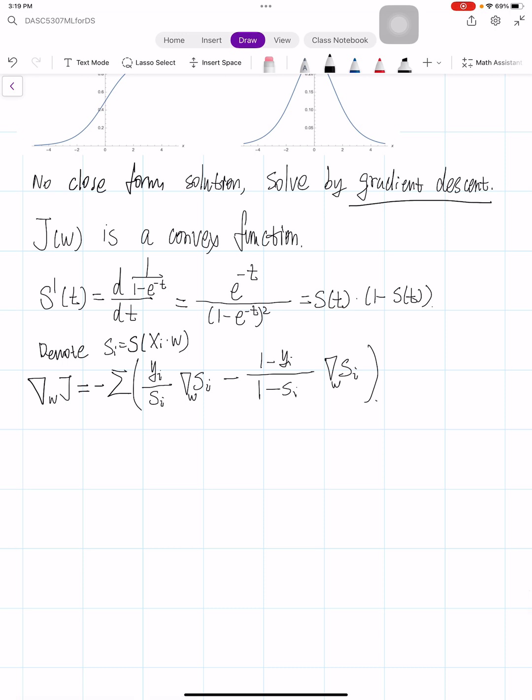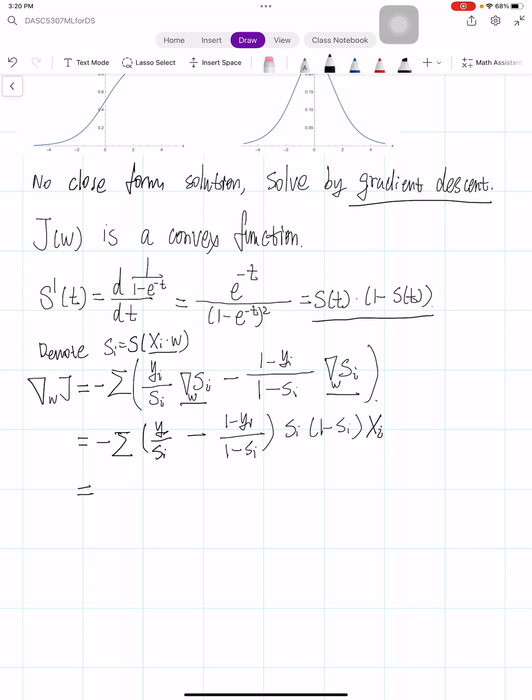This will equal negative summation, because now we know both terms have the gradient, so we can take the gradient term out. So we have yi over si minus 1 minus yi over 1 minus si, times the gradient of si. The gradient of si equals si times 1 minus si. And then you need to take the derivative of the inside function, which is the vector xi.